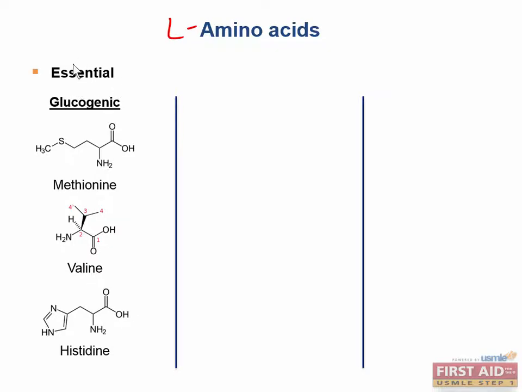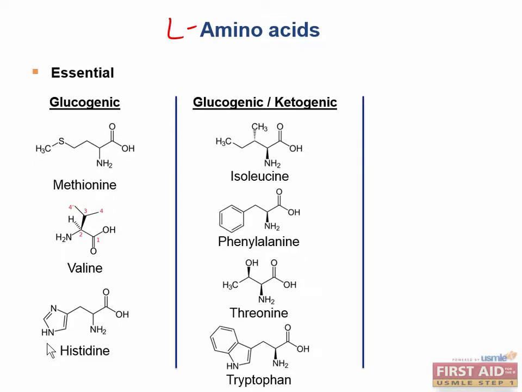The essential amino acids have to be supplied by the diet since humans cannot produce them on their own. The glucogenic essential amino acids, which simply means they have to be converted to glucose via gluconeogenesis in the liver, are methionine, valine, and histidine. The essential amino acids that can be either glucogenic or ketogenic include isoleucine, phenylalanine, threonine, and tryptophan.